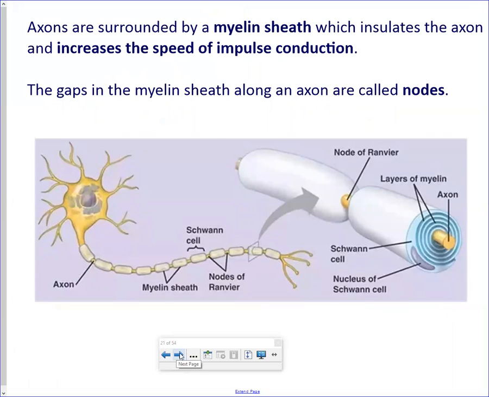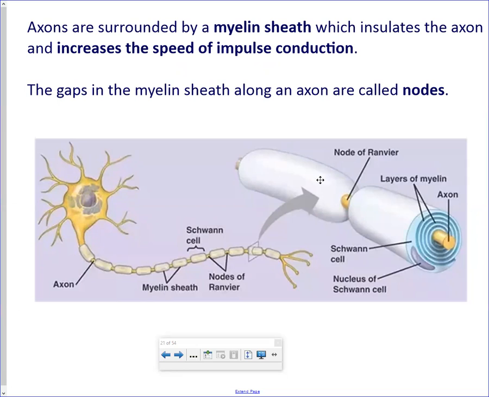We mentioned the fact that axons tend to be covered in this substance called myelin. If you look at the diagram here, you can see there's the axon, and then surrounding it are these layers and layers and layers of myelin. And the myelin helps to speed up how quickly the nerve impulse can pass through the axon. So myelin makes nerve impulses travel through the axon a lot quicker. Okay, it helps to insulate the axon.